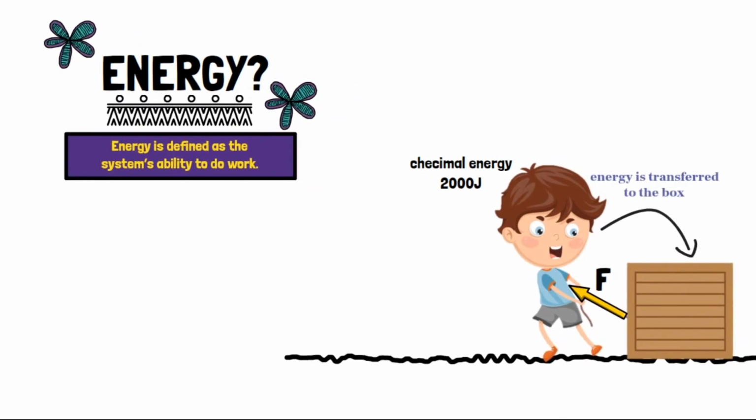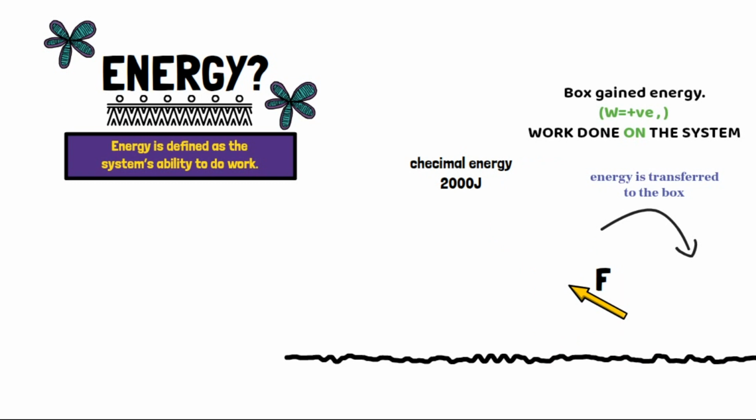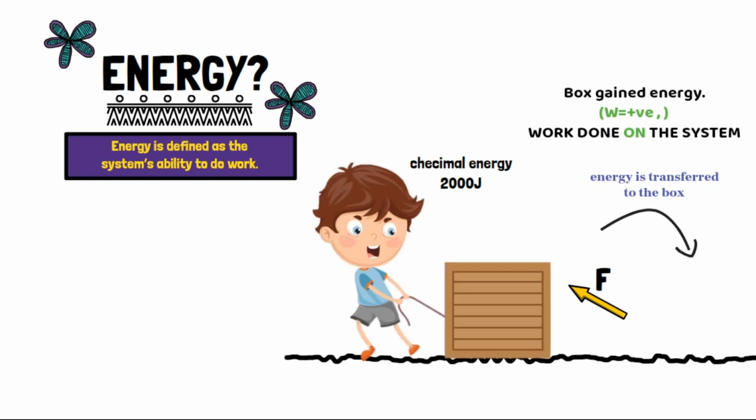Okay, so bila energy transfer kepada kotak itu, so means that the box gain energy. So, bila box gain energy, W is equal to positive value. So, W equal to positive value means that work done on the system. Atan melakukan kerja, so energy is transferred to the box means that work is done on the system. Dan apa berlaku kepada kotak tersebut? Sudah tentunya kotak yang tidak bergerak tadi akan mula bergerak.